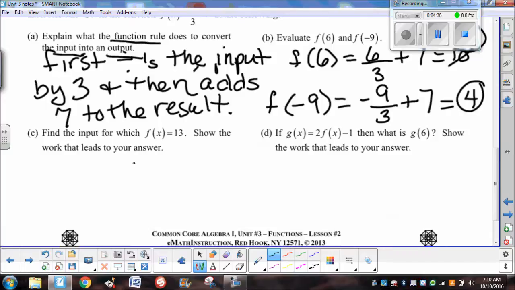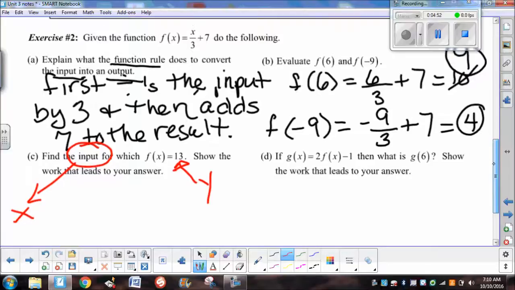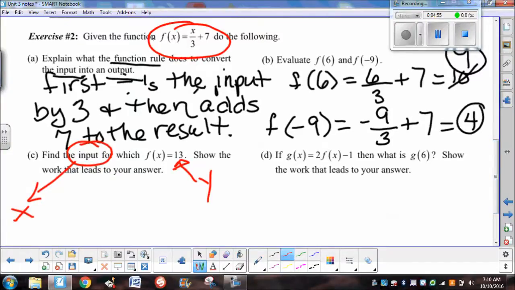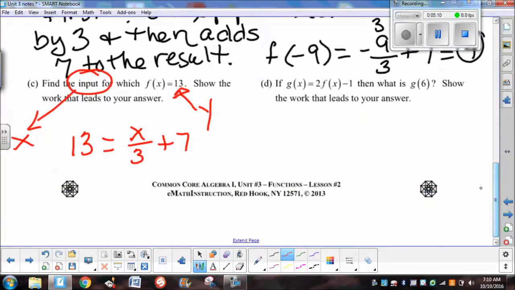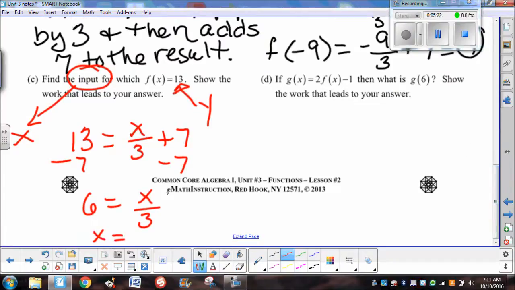So it says, find, now this one, let's be careful, because they changed it up. Find the input. So we're going to be looking for the x, for which f of x equals 13. So they've given us the output. They've given us the y. Show the work that leads to your answer. So our rule up here says my function rule is equal to x divided by 3 plus 7. So we know that f of x is equal to 13. So the y is equal to 13. The output is that we are going to solve this equation for x. So now we can subtract 7. We get 6 is equal to x divided by 3. And we know that we're going to multiply both sides by 3, and we're going to get our x to be 18. This one you have to read very carefully to catch that that's what they're asking for.